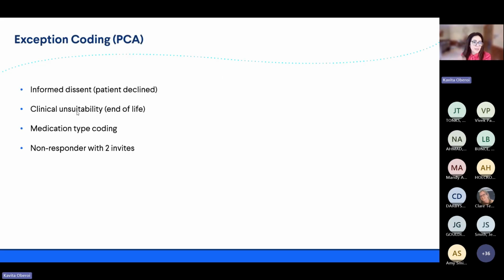Again, looking at informed dissent, patient declined, clinical unsuitability, end of life. Obviously, the searches for the patients who still need to be managed, you can access through a tool or through your population manager. You'll be able to pick those up. Also anything to do with medication type coding, and the non-responder with the 2 invites.